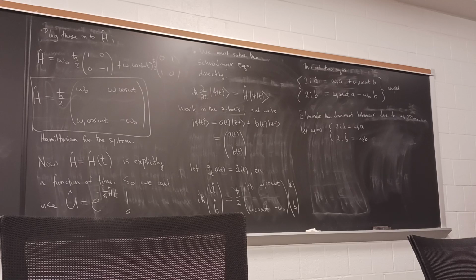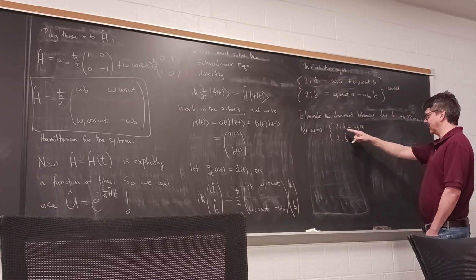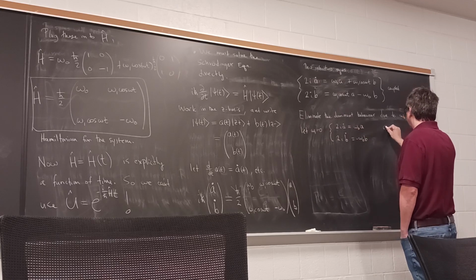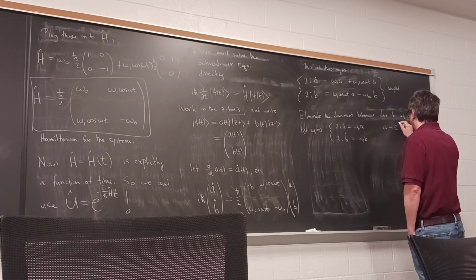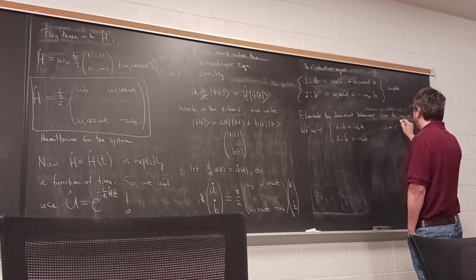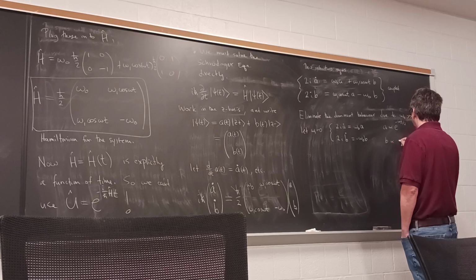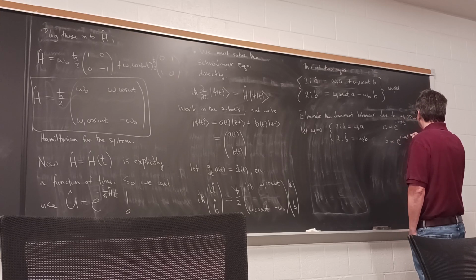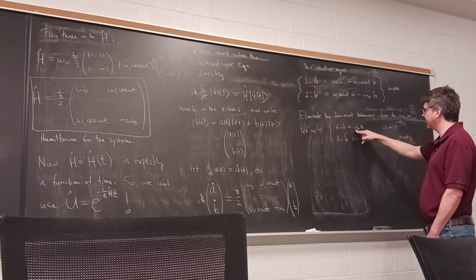So what are the solutions to these equations? This is the exponential. Right, exponential. I've got the time derivative is equal to just some constants times the function itself. So we have A is proportional to e to the minus i omega 0 t over 2, and B is proportional to e to the plus i omega 0 t over 2. Right, because I bring this i over here, that's a minus i.